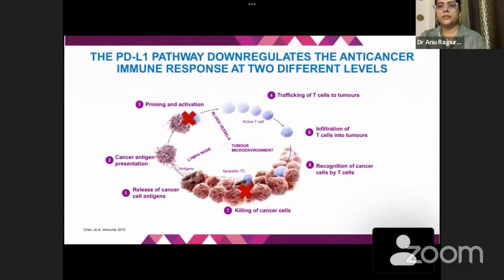So this diagram is showing the tumor microenvironment. It is showing how PDL1 activation leads to deactivation of the T cells. So by targeting PDL1, we can actually promote T cell activity and kill the tumor cells.